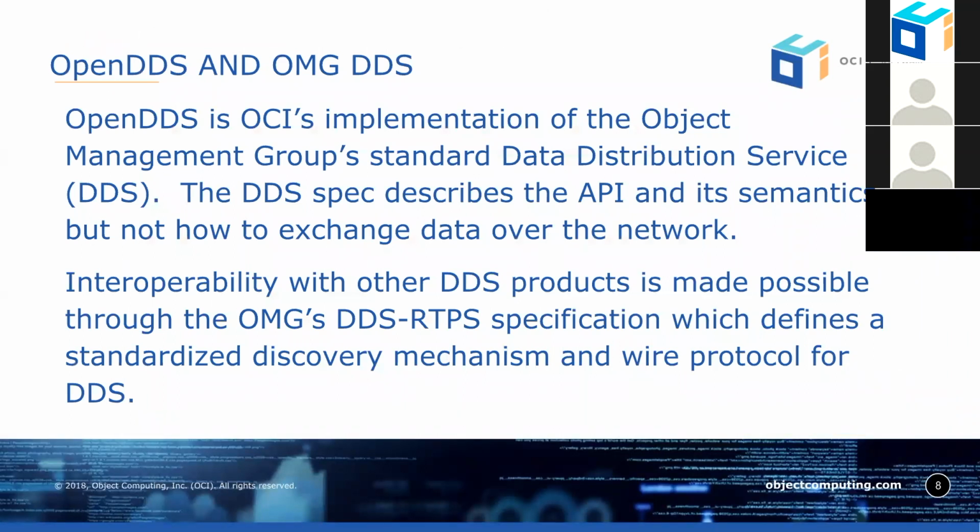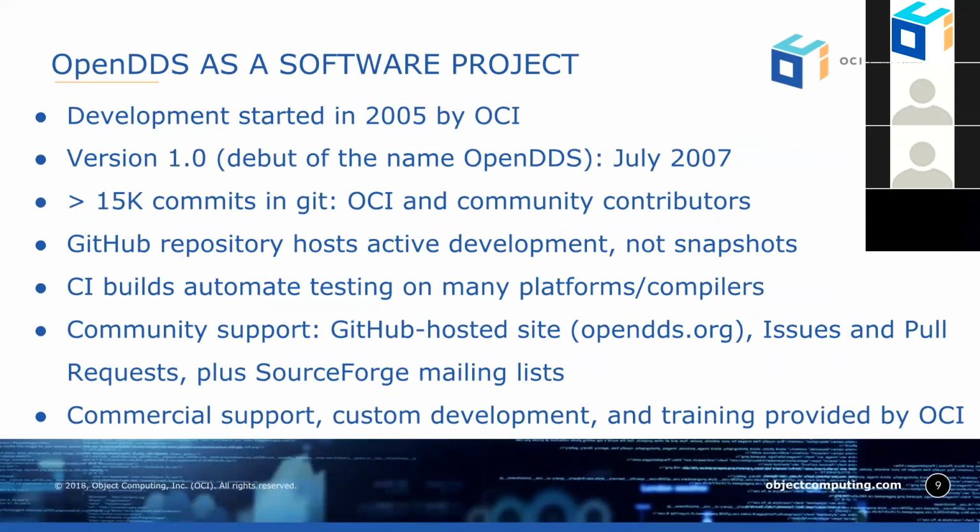So to continue with the DDS overview, the OMG DDS is a standard provided by the Object Management Group, and OpenDDS is the implementation of that standard. The DDS specification describes the API and its semantics, but not how to exchange data over the network. That interoperability over the network is made possible through a separate specification called RTPS. It defines a standardized discovery mechanism and a wire protocol for DDS. We'll see how security fits into that when we get there.